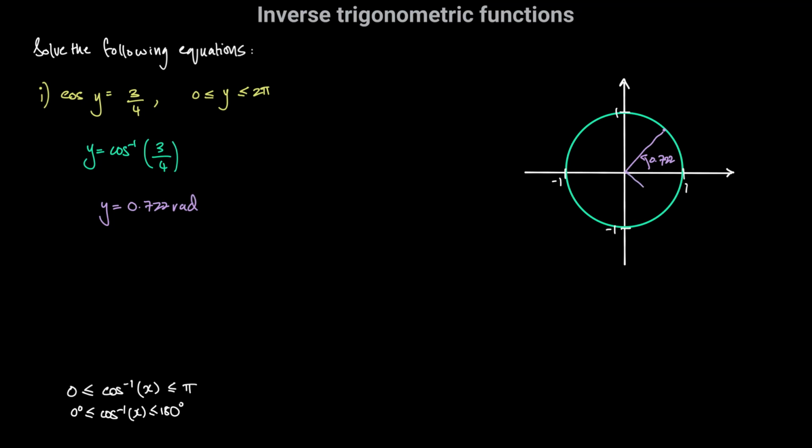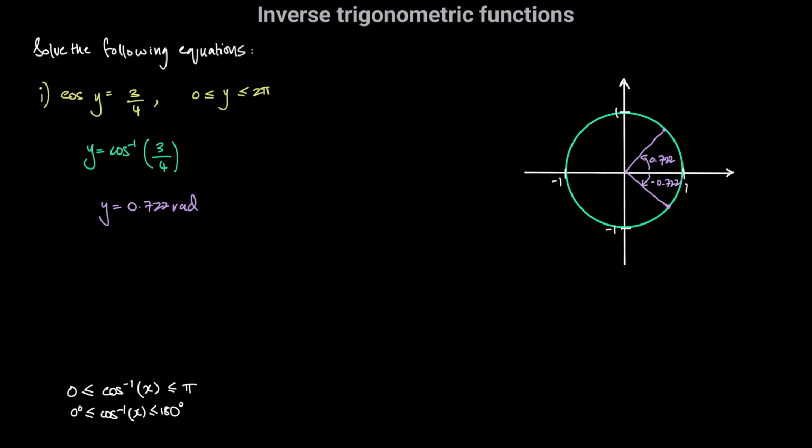If we mirrored this across the x-axis, we know that this point would have the same x-coordinate as this point. And now what is this angle over here? Well, this angle is simply 0.722 radians going in the clockwise direction. So that will be negative 0.722 radians. However, we know that y ranges from 0 radians to 2 pi radians.